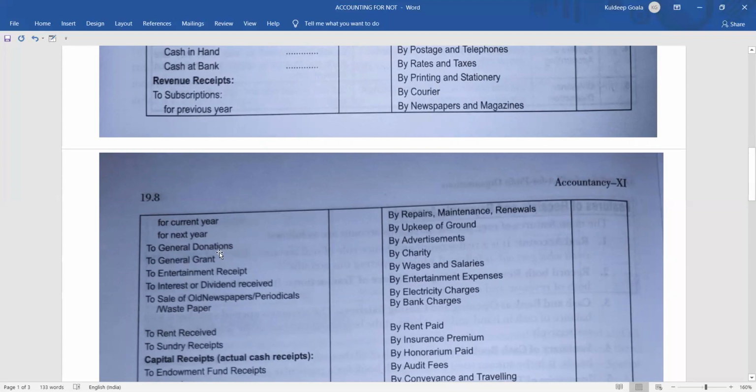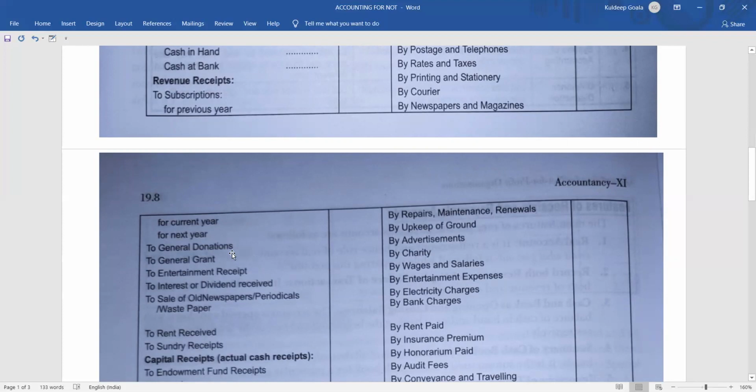Remember that sometimes general donation is not taken as revenue receipt. Rather than that, it is taken as capital receipt. When and how? Sometimes when the amount of donation is very huge, say 10 lakh, 25 lakh, 30 lakh, like this, you generally prefer to use that money for a capital purpose. Capital purpose means construction of a building, or renovation of the building, or buying some extra land for the club or organization. That type of money will be taken as capital receipt, rather than general donation.